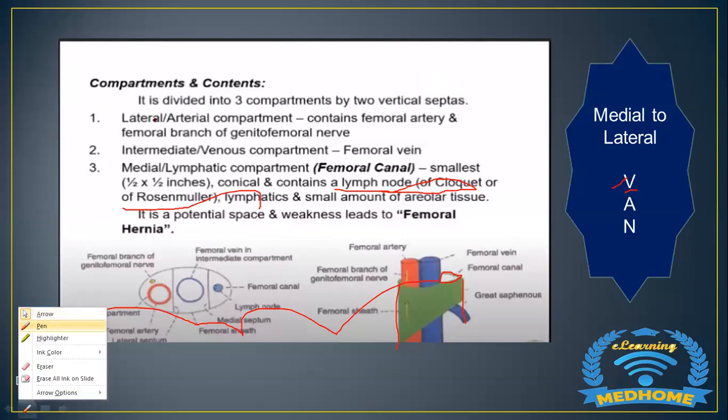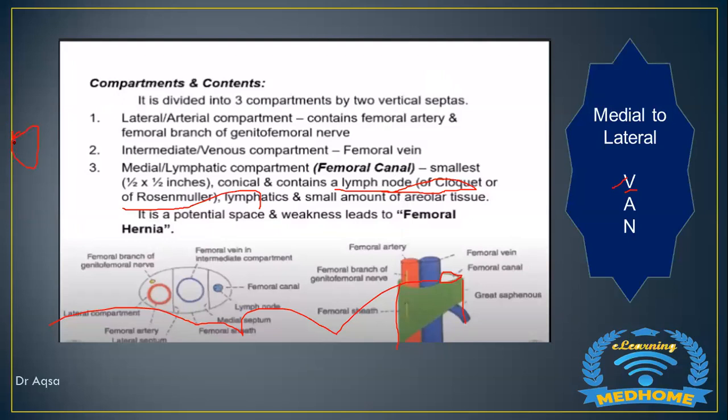So this is the femoral canal. On the medial side, we have the vein. In the intermediate or the middle part, we have the artery, and on the lateral side of this femoral canal will be the nerve. So this mnemonic is basically for the femoral canal.